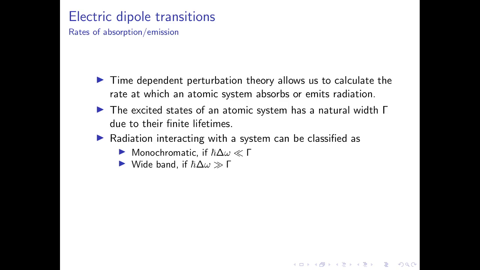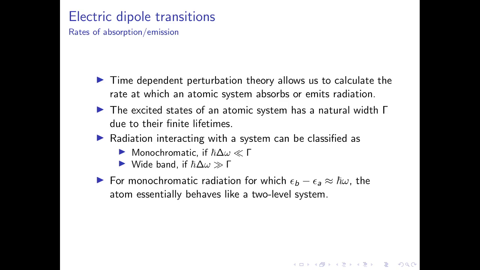In particular, if we are talking of monochromatic radiation, if you have a frequency omega which is pretty close to the energy gap between two states, A and B, where B is an excited or higher energy state, then we know that the atom essentially behaves like a two-level system. You can easily ignore all the other levels, because chances of transitions between those levels due to this perturbation, this radiation that has fallen on it, is very, very small.